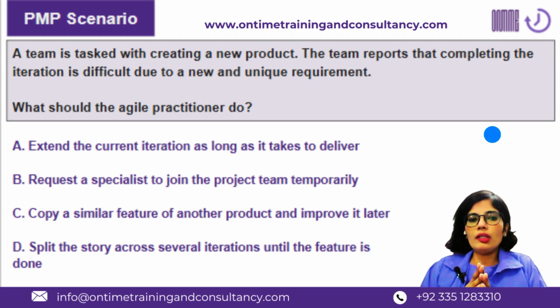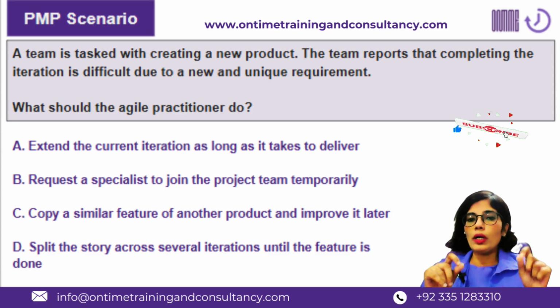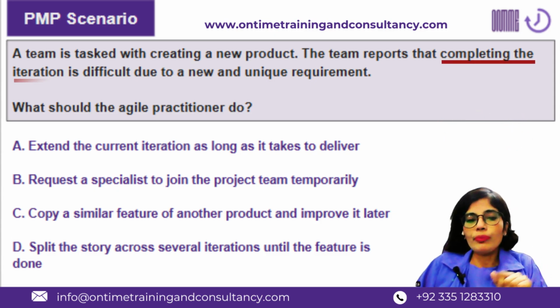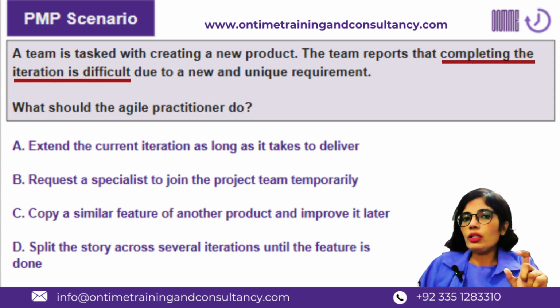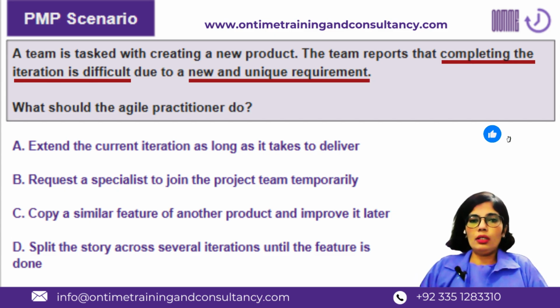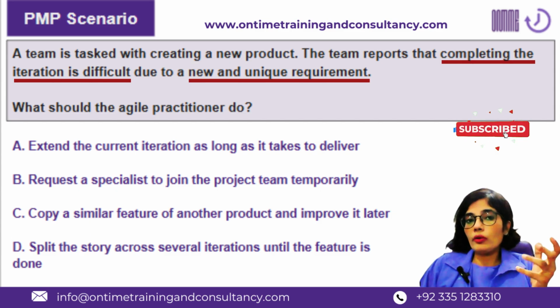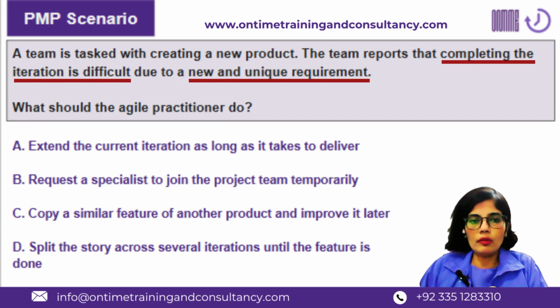Okay, so about this scenario, some important terminologies that we need to focus on. Number one is that the team is finding it difficult to complete the current iteration, and that's a problem statement. And the reason behind that is that they are dealing with a new and unique requirement during that iteration, right? So they have a problem, and there's a reason behind that as well, and we are expected to apply root cause analysis in this question. One by one, the option choices.